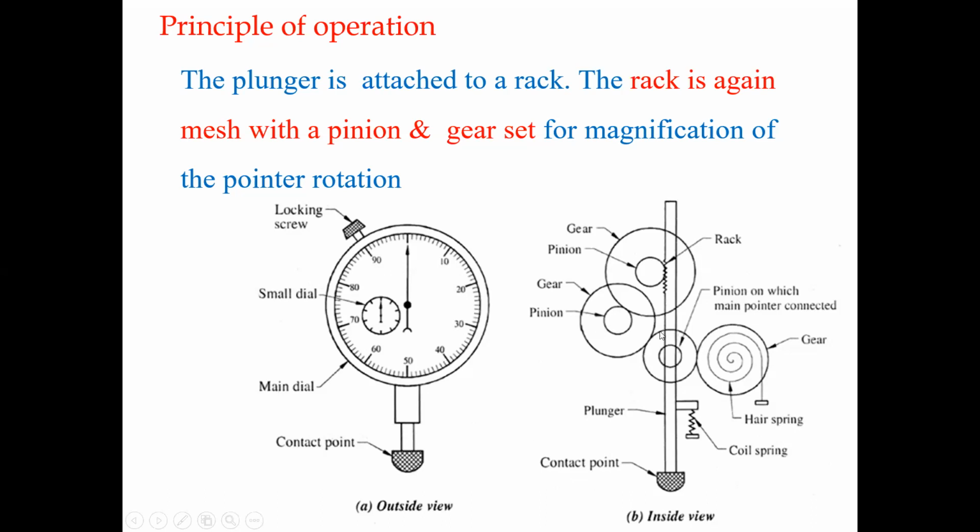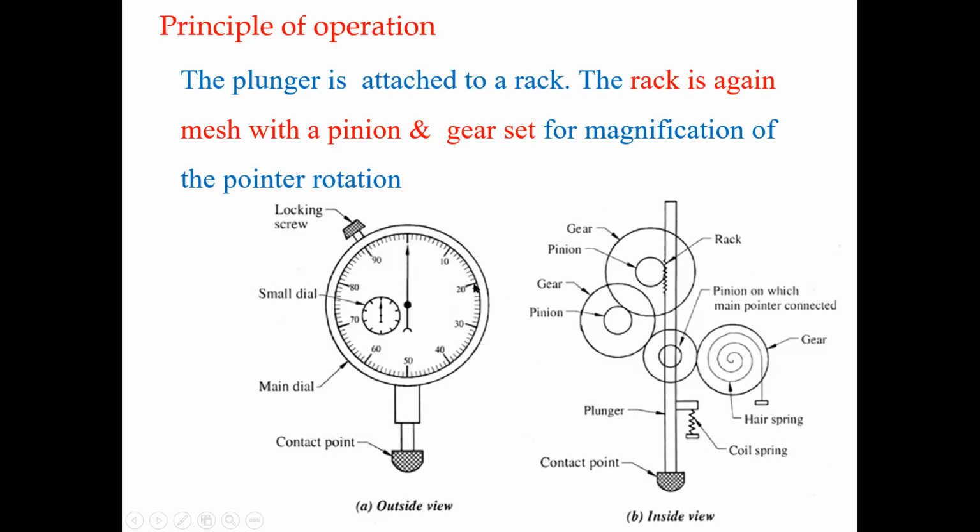Again, here this gear is meshed with this gear. It is again meshed with this one. These two are again external gears. Here, this gear is rotating in the anti-clockwise direction. It rotates this gear in the clockwise direction. Again, this gear is having a hairspring. Simply, because of rotation of this gear, the energy is stored in the spring.